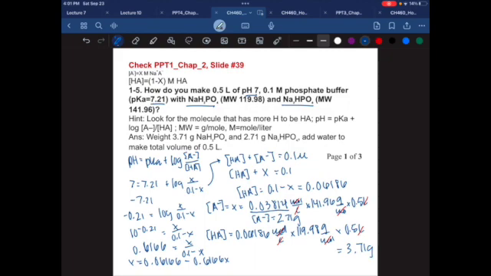So to make our buffer, we will have to add 2.71 grams of our conjugate base and 3.71 grams of our weak acid, and we will add that with 0.5 liters of water to get our buffer.